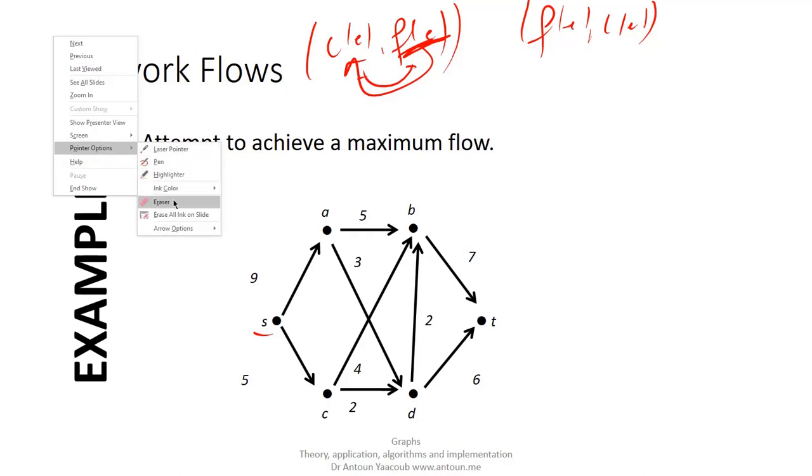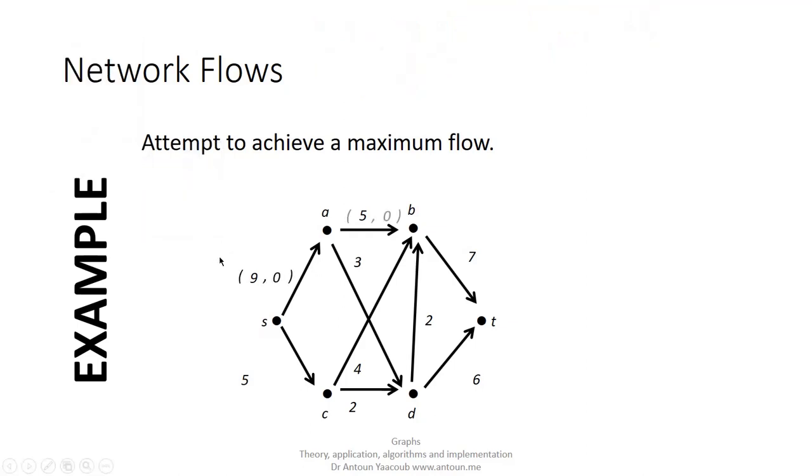At first, I have sent nothing, so I have zeros everywhere. Then we need to try. We'll start by successively finding paths from S to T. So I need to find a path.